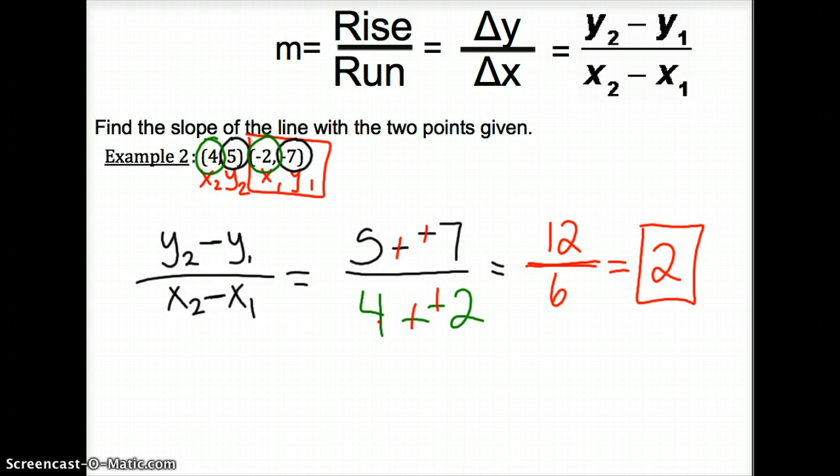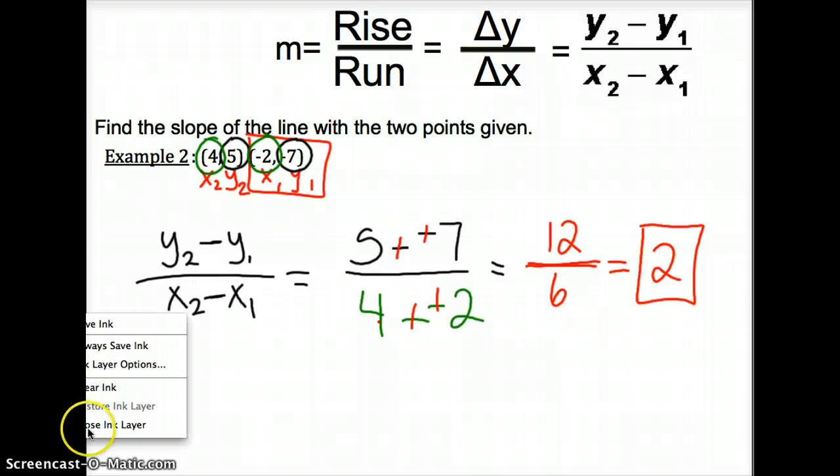So you want to make sure that you pick who's going to be the first point and who's going to be the second point, and then subtract them from there. Okay, let's take a look at the next example.